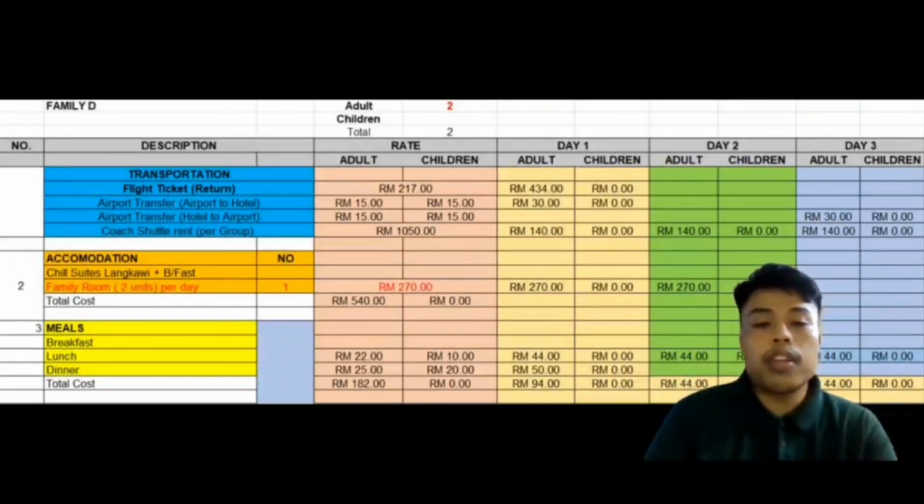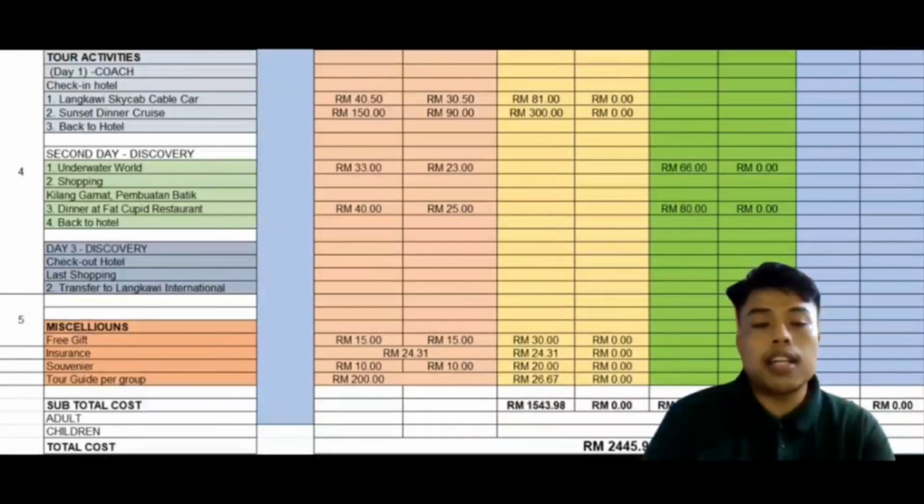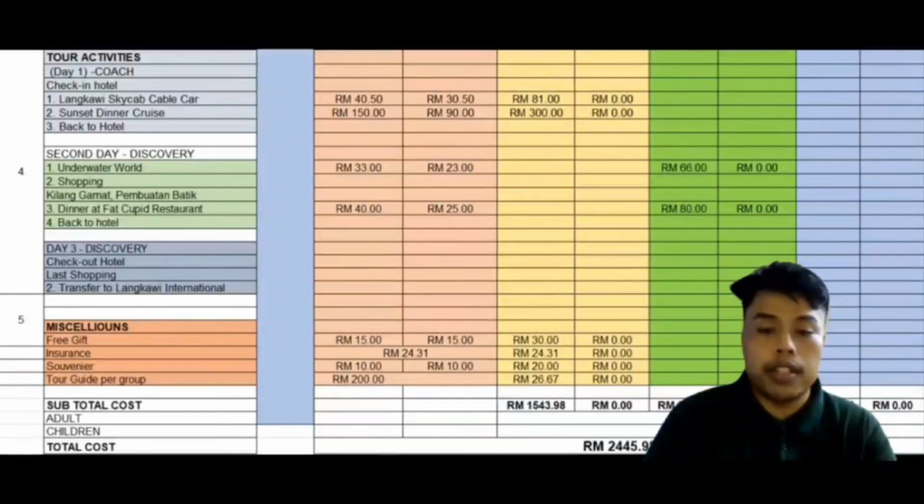Okay, we proceed with the first activity, which is the Langkawi Skycab cable car. For 2 persons, it only takes 81 ringgit. For the second activity, the Sunset Dinner Cruise, it takes only around 300 ringgit for 2 persons. And Underwater World takes around 66 ringgit. And dinner at Fat Cupid restaurant takes only 80 ringgit per family, per 2 persons.